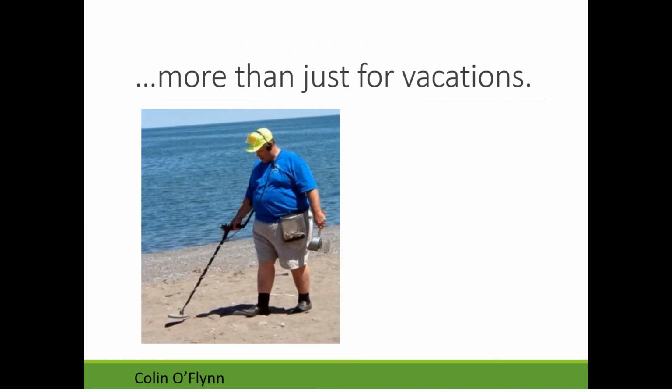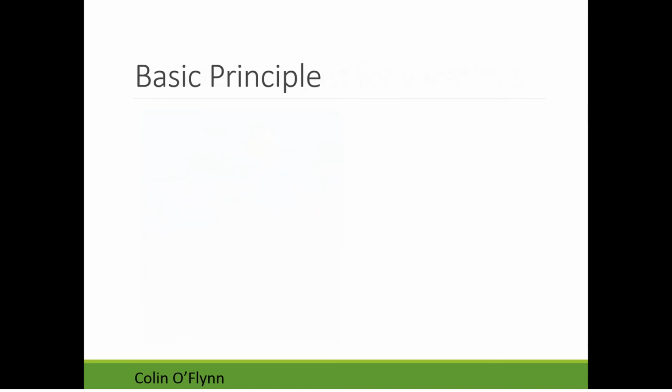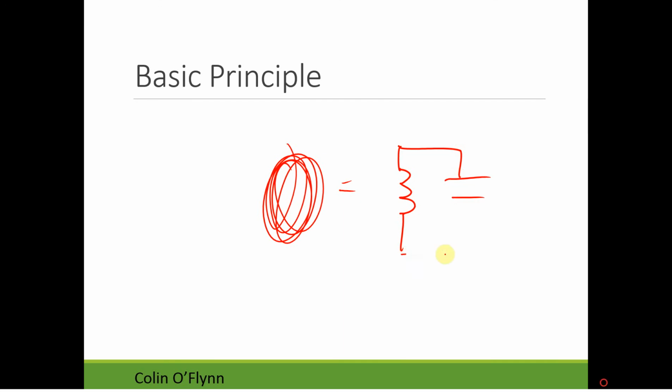All right. The final thing to talk about is metal detectors. It's more than just for finding lost stuff on the beach on vacations. The basic principle we'll use is that you have a coil, which is an inductor, and we're going to use what's called a tank circuit with that. A tank circuit just has some resonance frequency that we excite it with.